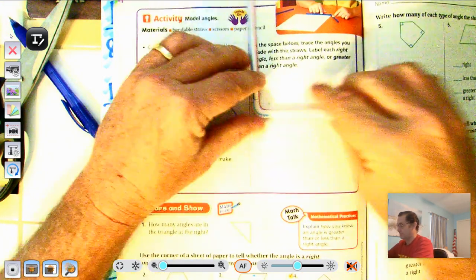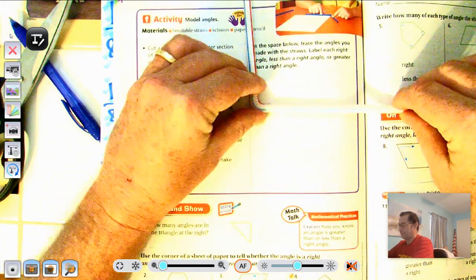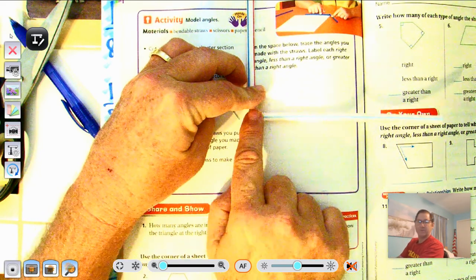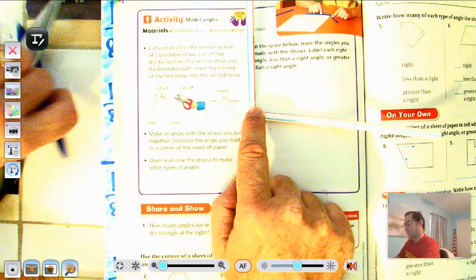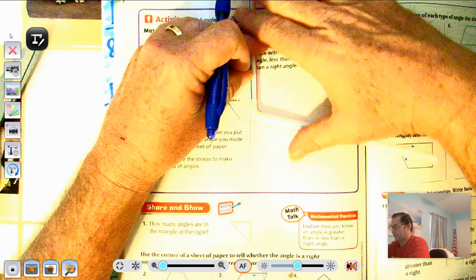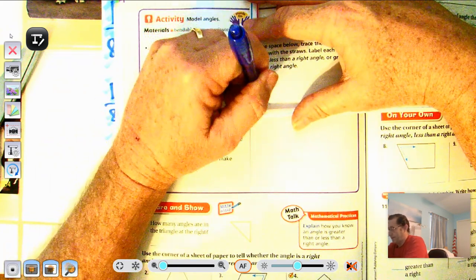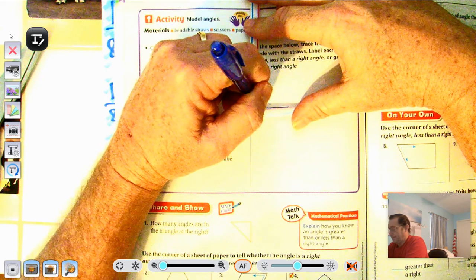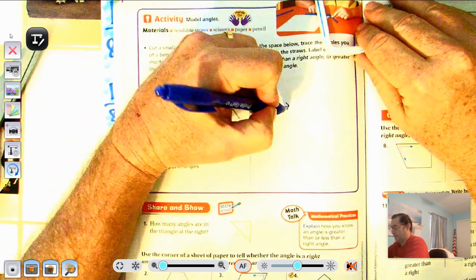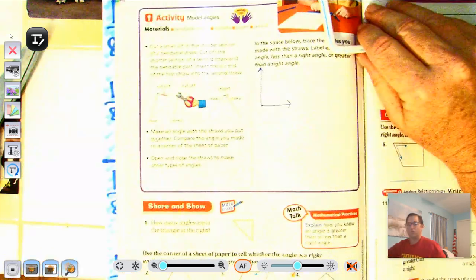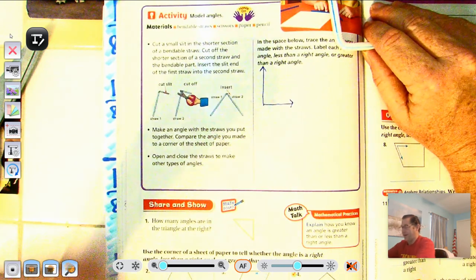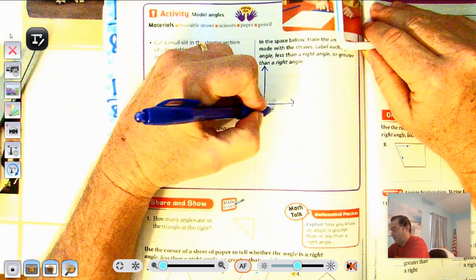Okay, well, then let's trace them. So if I put my straw just like that, and I trace the angle I am drawing, what type of angle did we make? We made a right angle.